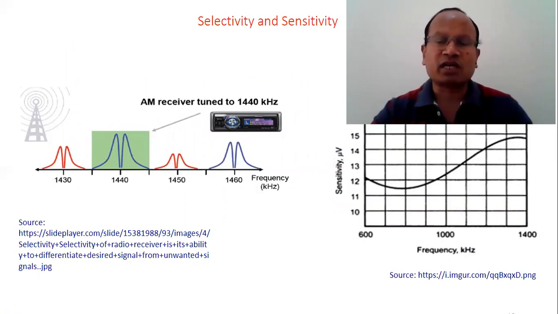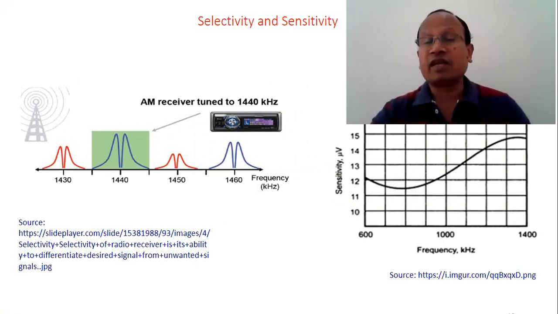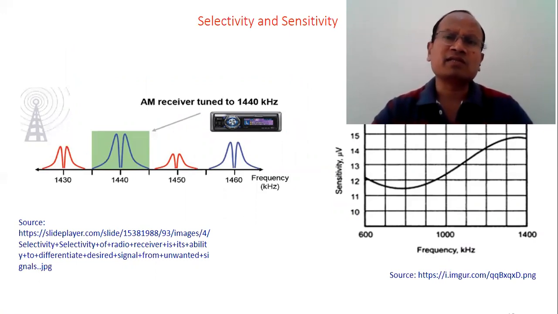So since we are talking about selectivity and sensitivity in AM receiver, which are very, very important terms, let's just see what the selectivity and sensitivity are. You see here the first diagram. This highlights selectivity. If you look here, there are different frequency components.